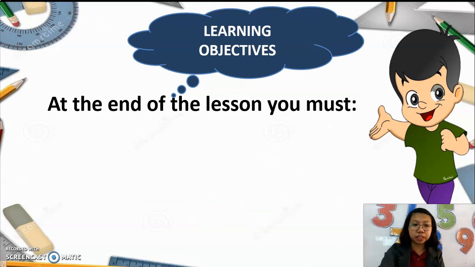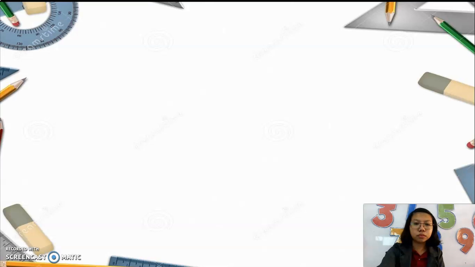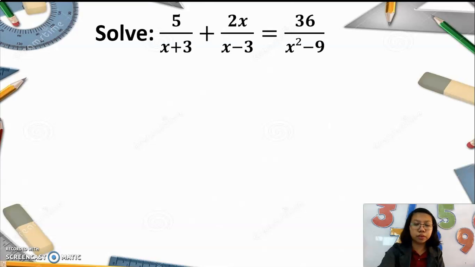For the learning objective, at the end of the lesson, you must solve equations transformable to quadratic equations, including rational algebraic equations. For example, number 1, I have here 5 over x plus 3 plus 2x over x minus 3 equals 36 over x squared minus 9.